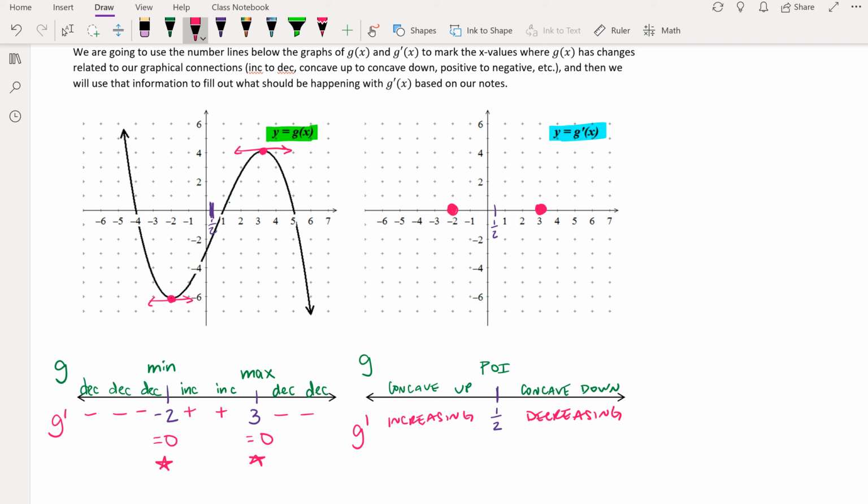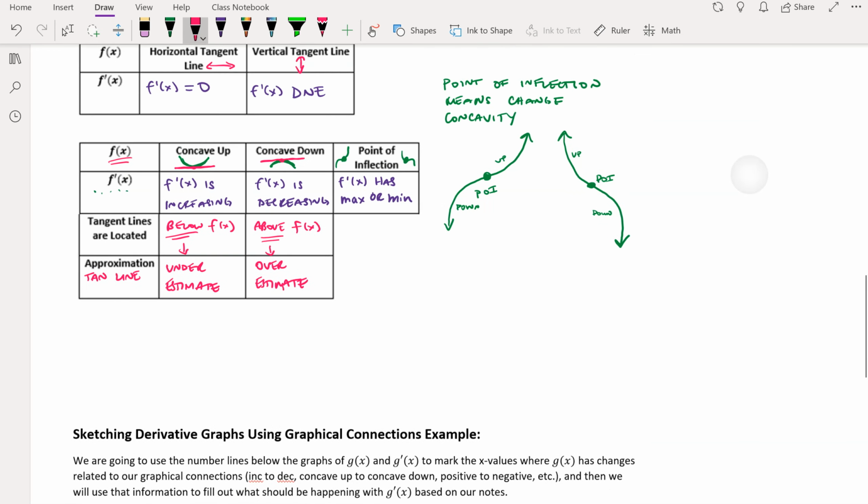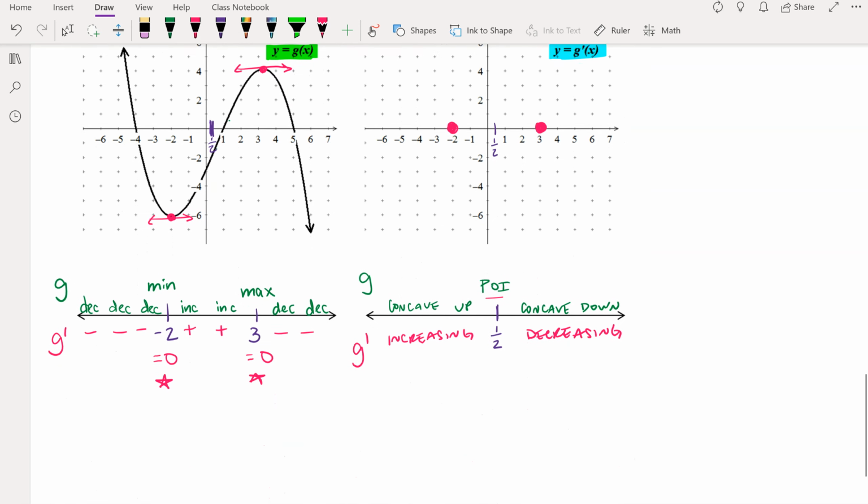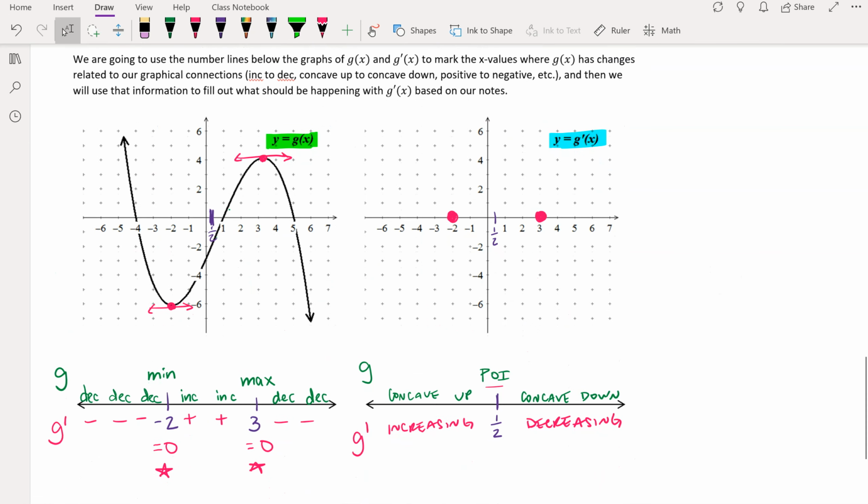And there's one more thing we need to pay attention to, the point of inflection. What happens for G prime when there's a point of inflection? This is where we look. At points of inflection, the derivative has a max or a min. If the original function has a point of inflection, the derivative has a max or a min. So we know that G prime will have a max or min, and we're about to figure out which one it is. Okay. So now we're going to graph G prime over here.